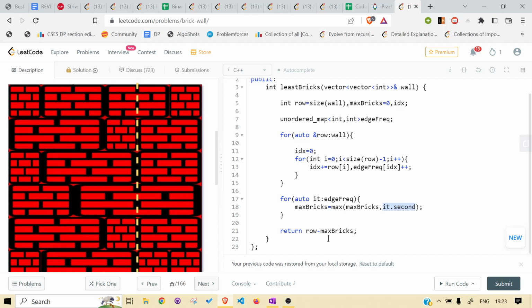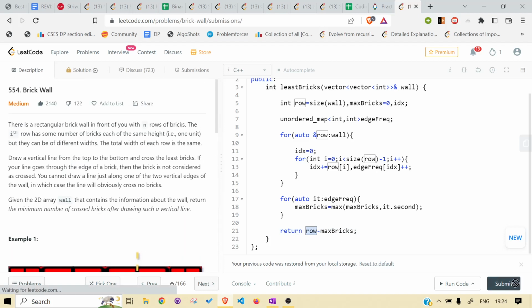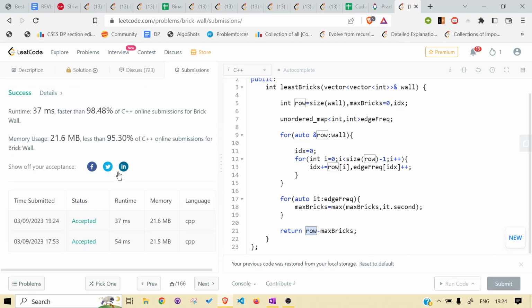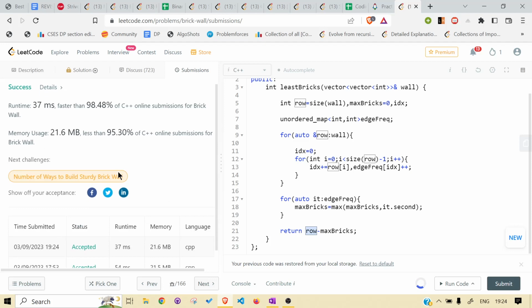And here what we are doing, as discussed, is maximum bricks minus the number of bricks, you get the minimum bricks that are intersected. You can even think of it as the number of bricks that are not intersected subtracted from the total rows. You will get the bricks that are intersected. So let's submit it and see if it is running or not. Yeah, it is running quite fast.